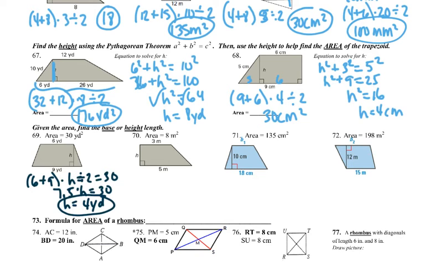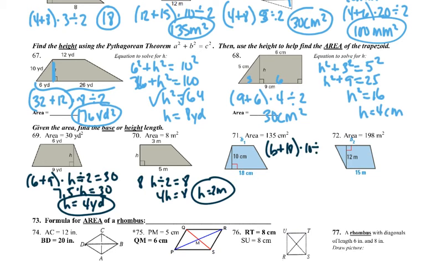Same thing, 3 plus 5, I'm just going to write 8 times h divided by 2 is 8, or 4h equals 8, so h is 2. Sometimes people can figure those out in their head, but most of the time I say you've got to write them down, especially these. B plus 18 times 10 divided by 2 is 135.